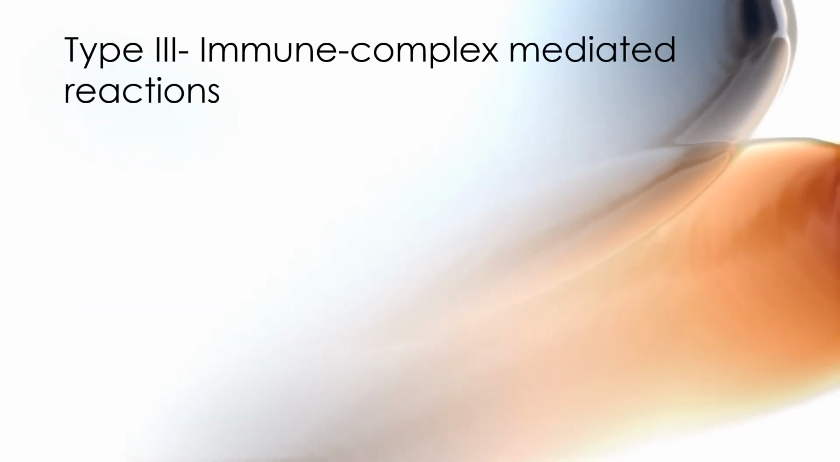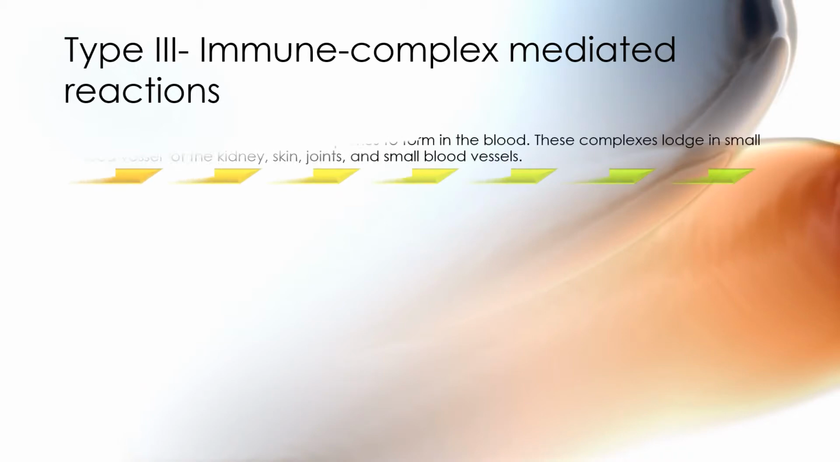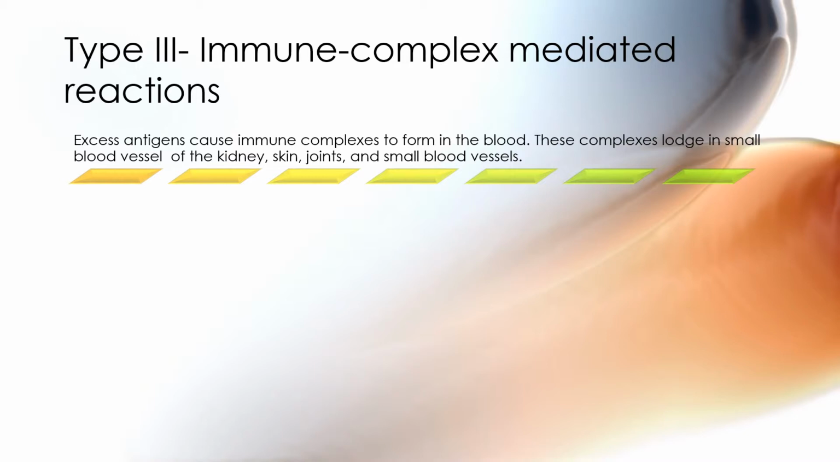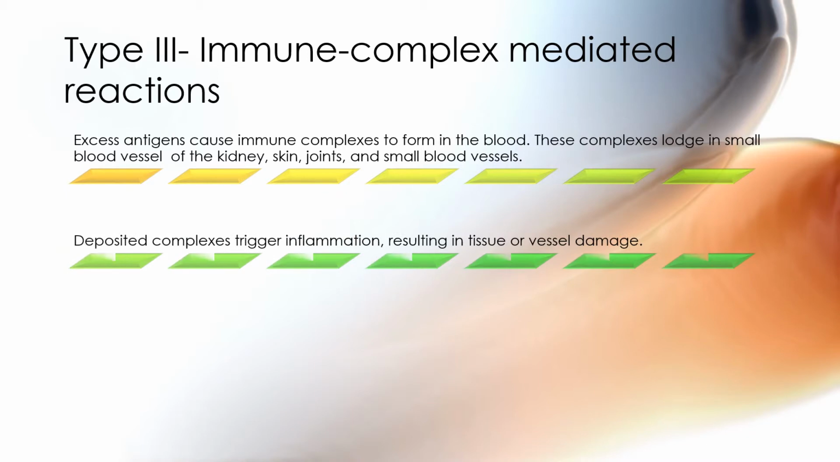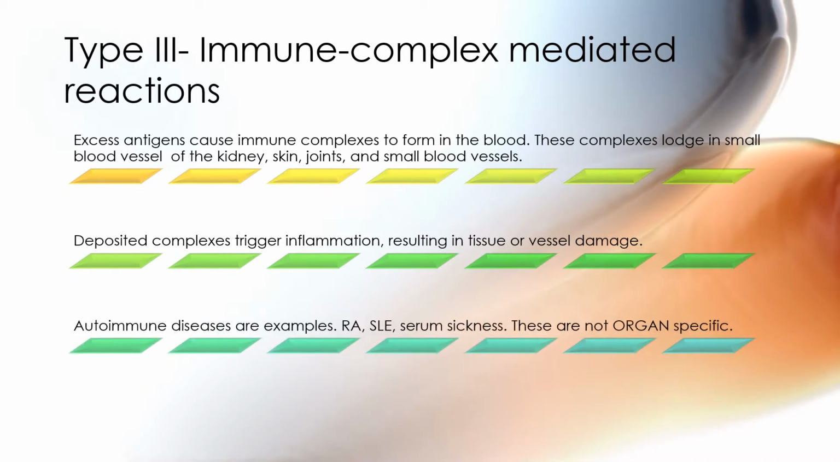Type 3 immune complex mediated reactions. Excess antigens cause immune complexes to form in the blood. These complexes lodge in small blood vessels of the kidney, skin, joints, and other small blood vessels. Deposited complexes trigger inflammation, resulting in tissue or vessel damage. Autoimmune diseases are examples, such as RA, SLE, and serum sickness.